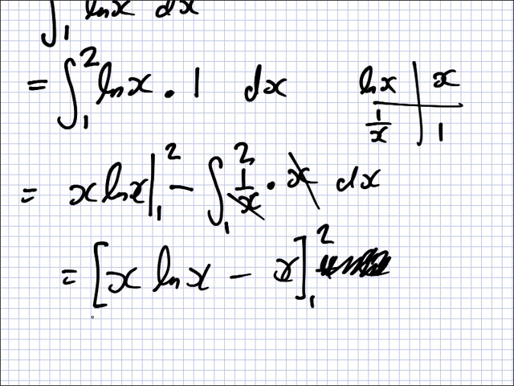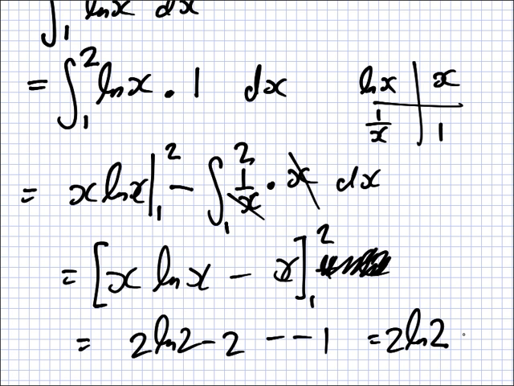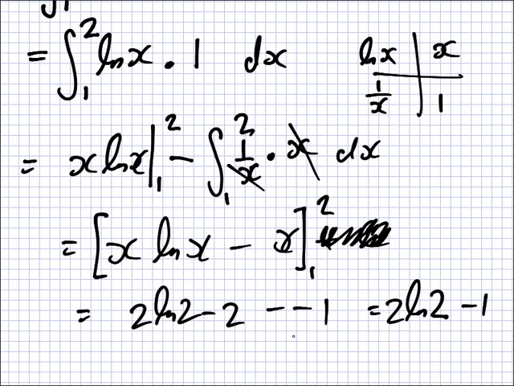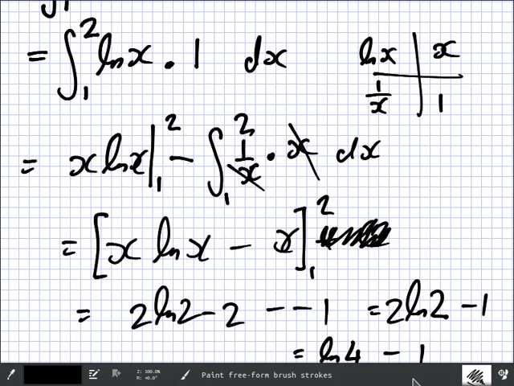So if you put in 2, you get 2 log 2 minus 2, and if you put in 1, you get minus minus 1. So the answer is 2 log 2 minus 1. And log 1 is 0. So that's equal to log 4 minus 1.